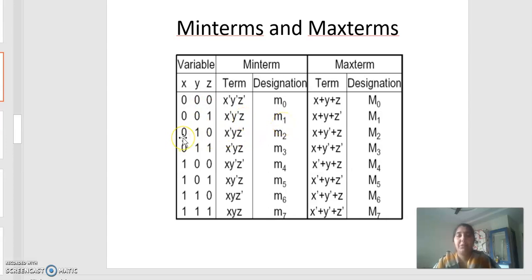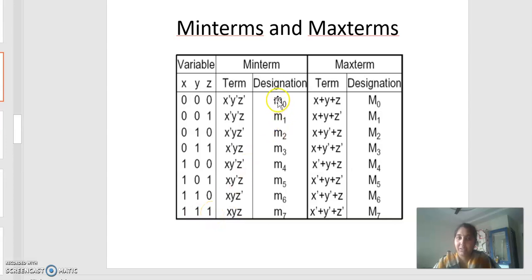And the product term for the combination 0 1 0 is x dash, y, z dash. So wherever we have zeros, we should take the complement values, and wherever we have ones, we should take the direct variable values to form the minterms. Similarly for 0 1 1, it is x dash, y, z. For 1 0 0, it is x, y dash, z dash. For the next combination, it is x, y dash, z. For this, x, y, z dash. And for the last one, x, y, z.